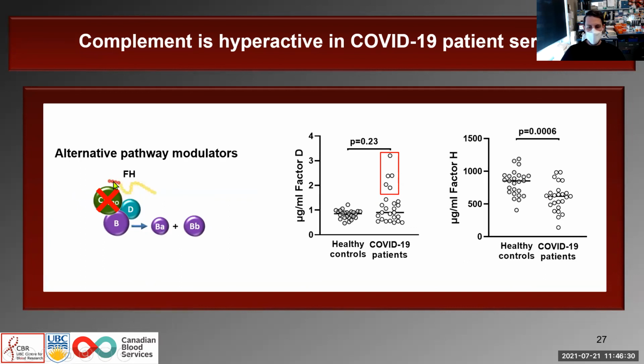We found that a subset of patients had elevated factor D, which is the rate-limiting enzyme of the alternative pathway, which likely contributes to the magnitude of alternative pathway activation in some individuals. Conversely, the negative regulator of the alternative pathway, factor H, was significantly lower in patients compared to controls, although the cause of this difference so far is unclear.